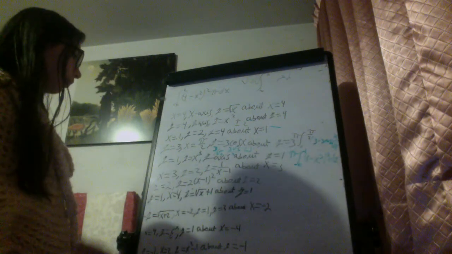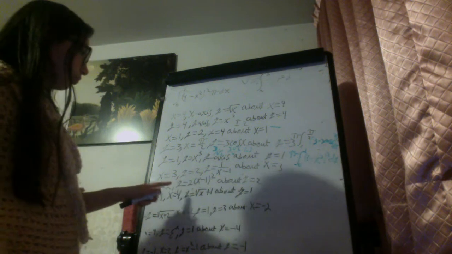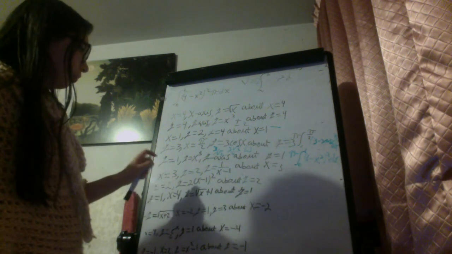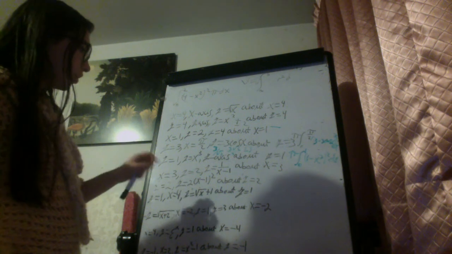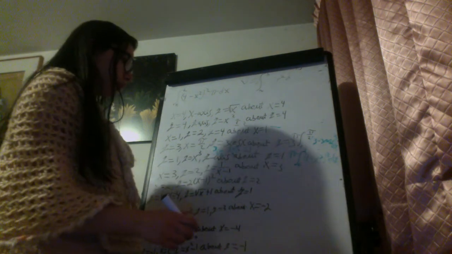The next one would be the region enclosed by x equals 3, y equals 2, y equals 1 over x minus 1, rotating it about x equals 3. So everything needs to be in terms of y. Here we multiply everything by x minus 1, so we would have y times x minus 1 equals 1. We divide everything by y, and then we add 1 to both sides.